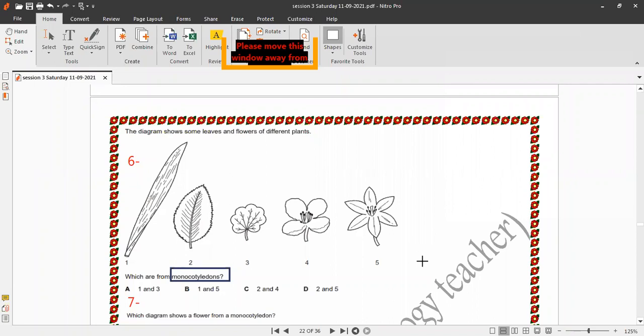Maybe 1 and 3. Why 3? Because it has parallel veins. Where is the parallel? Okay, no, 1 and 5. We said monocotyledon has parallel veins like 1, and petals in multiples of 3. And I drew 6 petals, 3 and 6 petals. How many petals here? 6 petals. So 1 and 5. So the correct answer is letter B. Yes, 1 and 5. Okay.